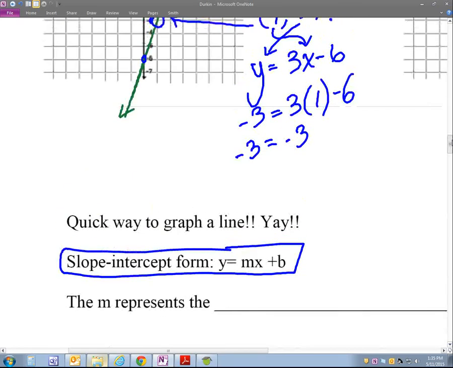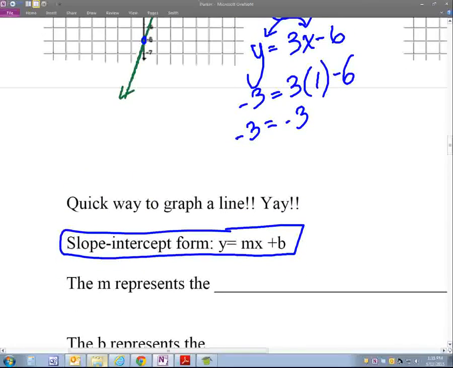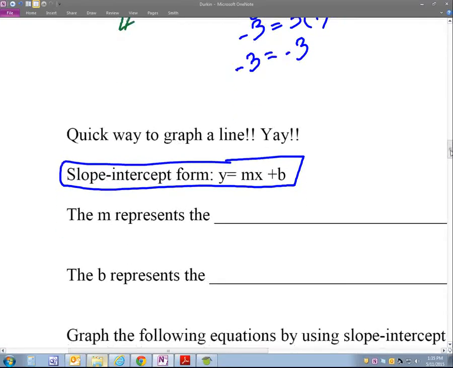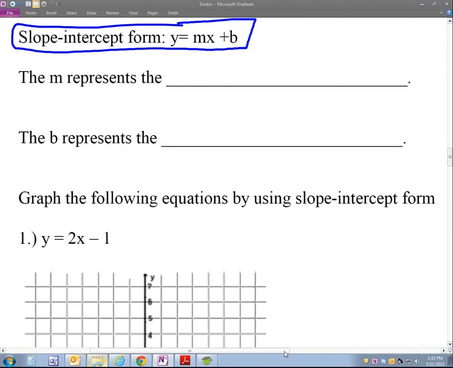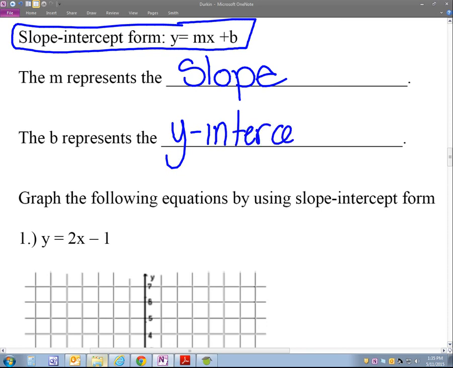Did everybody get the stuff above it copied down? Yeah. Okay, you guys write pretty quick. The M represents the slope. The B represents the Y-intercept. The B equals the Y-intercept.